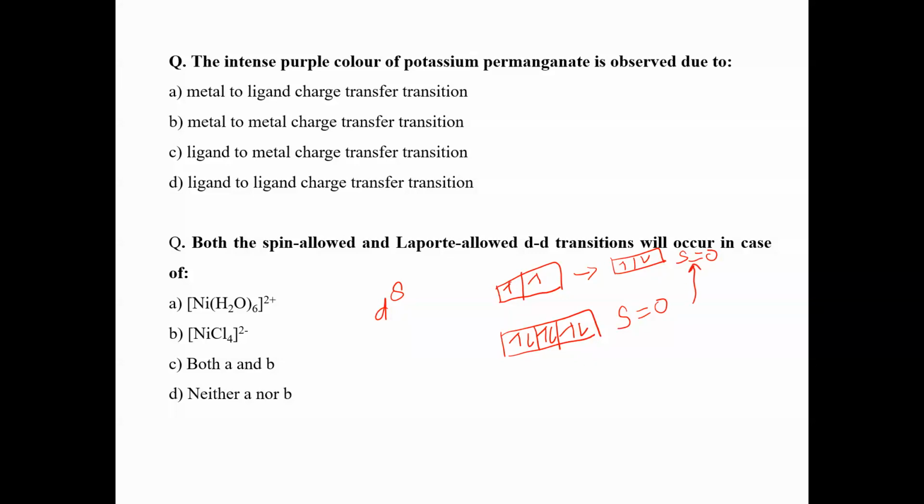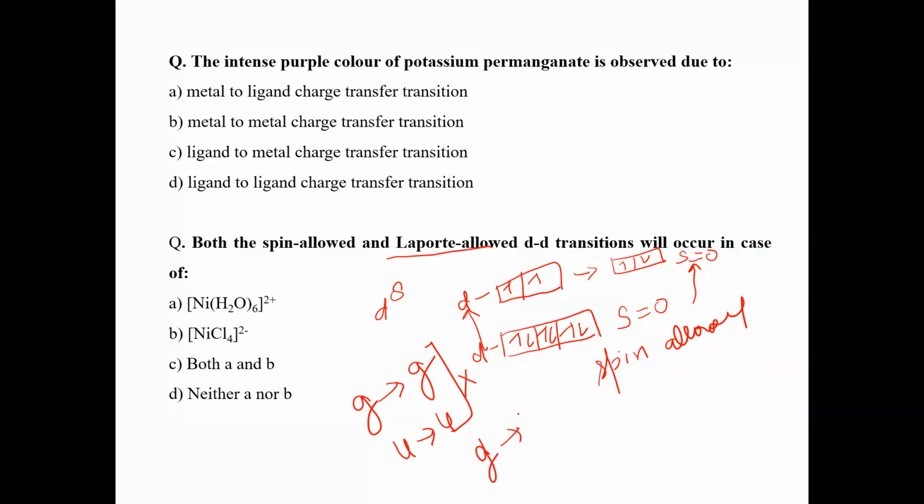So the spin multiplicity may be the same, right? So it can be spin allowed, but these orbitals are d-d, both are d orbitals, right? So they will not be Laporte allowed because this is not allowed, and these transitions are only allowed according to the Laporte selection rule. So what will be the case here, because here it is also having a d8 configuration, but there is no center of symmetry.